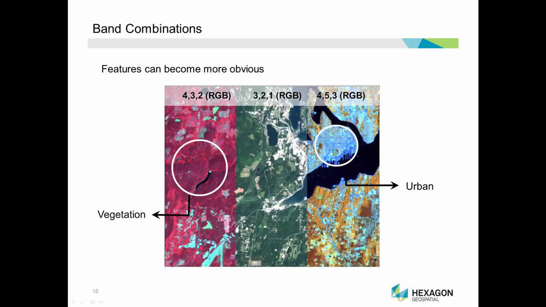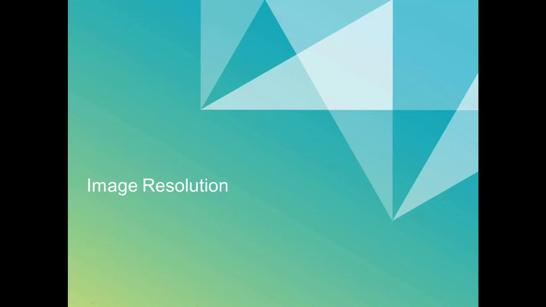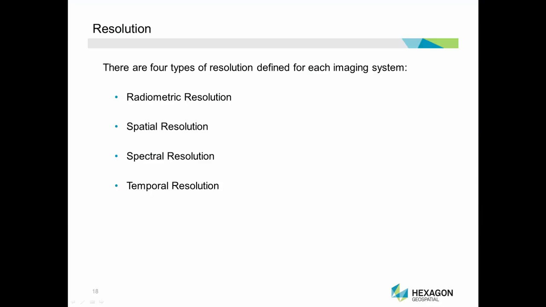Let's move on and discuss image resolution. There are 4 types of image resolution: radiometric, spatial, spectral, and temporal resolution. Let's take a few minutes to understand each of them.